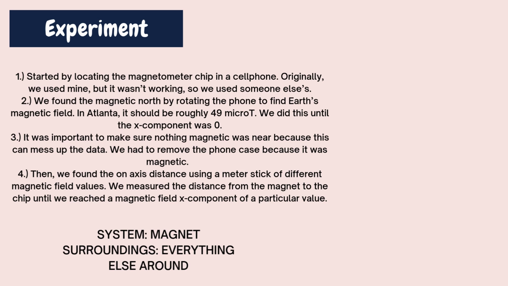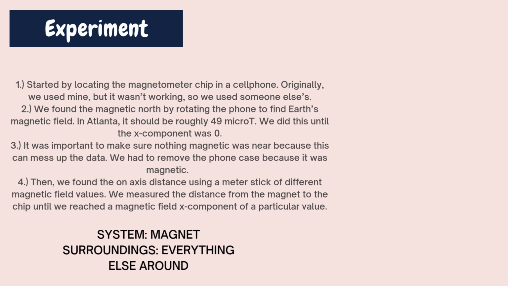But the bulk of the experiment was when we found the on-axis distance using a meter stick of different magnetic field values. So basically, we measured the distance from the magnet to the chip until we reached a magnetic field X component of a particular value that we needed to find. The system in this case is the magnet, the surroundings would be everything else around.